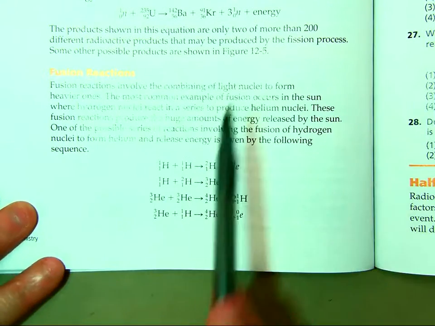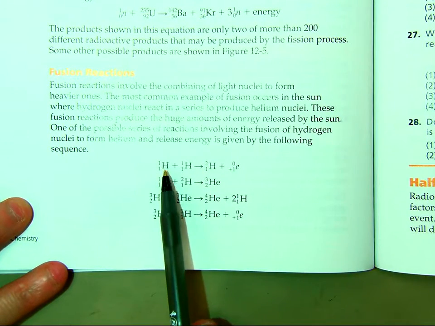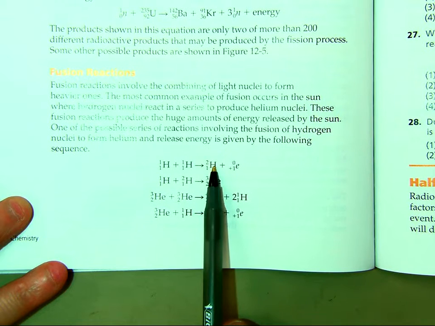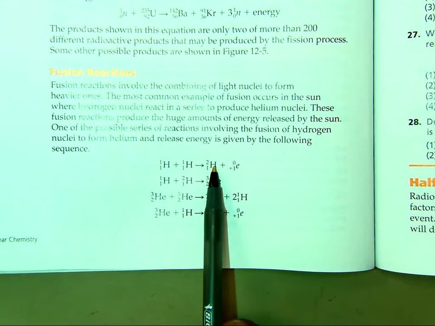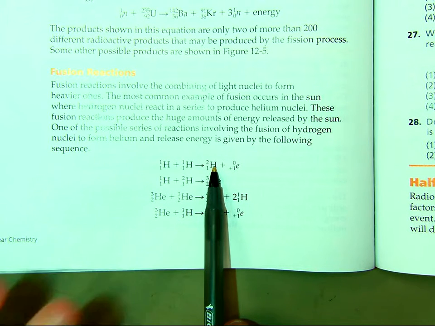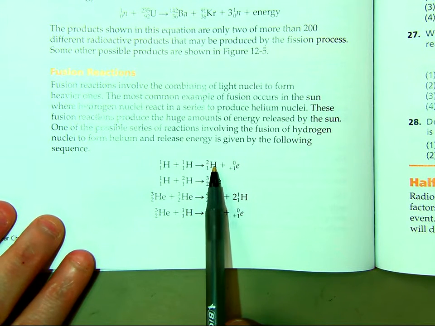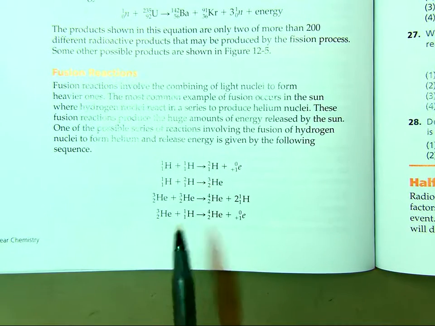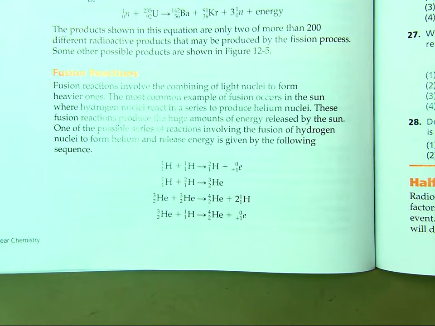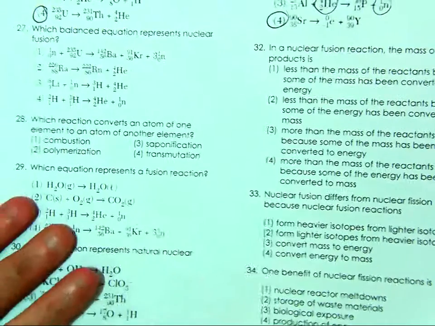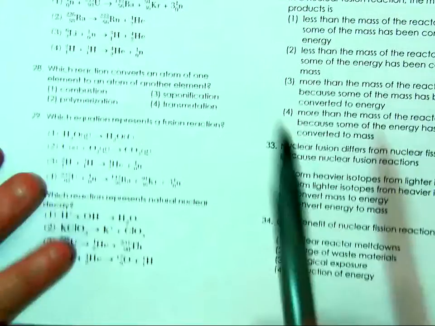Fusion, on the other hand, is building. So we're taking something that's small and making something that's big. Fusion reactions occur in stars. It's the reaction that's occurring in our sun that creates helium. So those are the 2 reactions that you'll be responsible for knowing in nuclear chemistry. So let's take a look at a couple of examples.